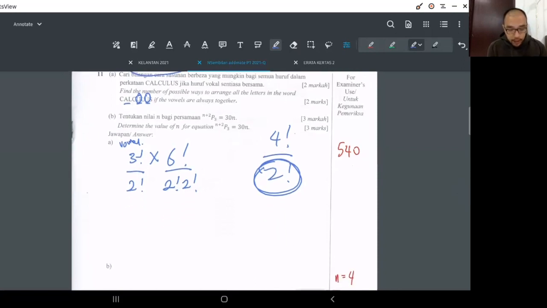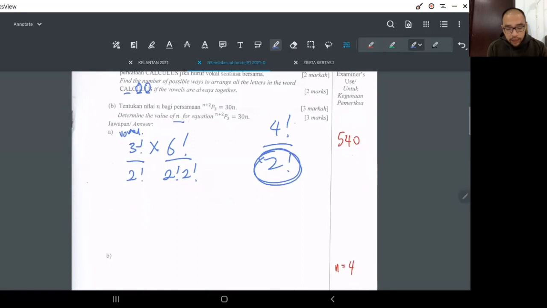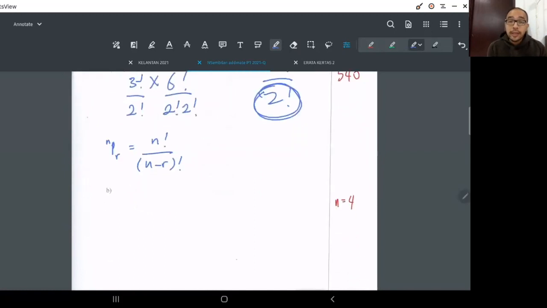Okay. Now, determine the value of n for this equation. This is an nPr formula. The nPr formula is n factorial over (n minus r) factorial. So this is the n, and this is the r. You should be able to get the answer n equals 4. This is an easy question, so I'm not going to go much into this.